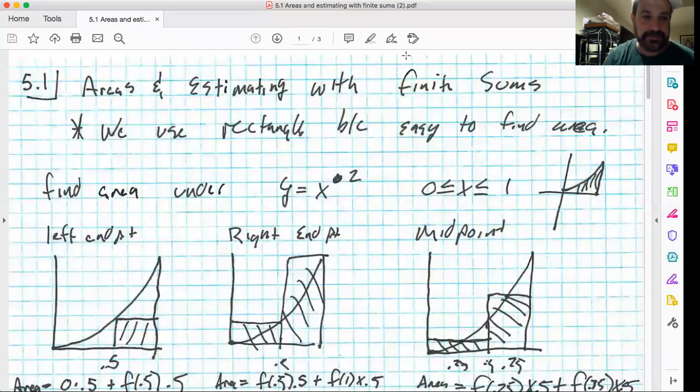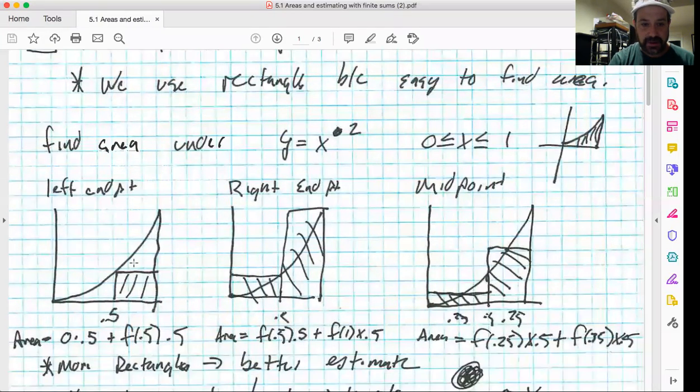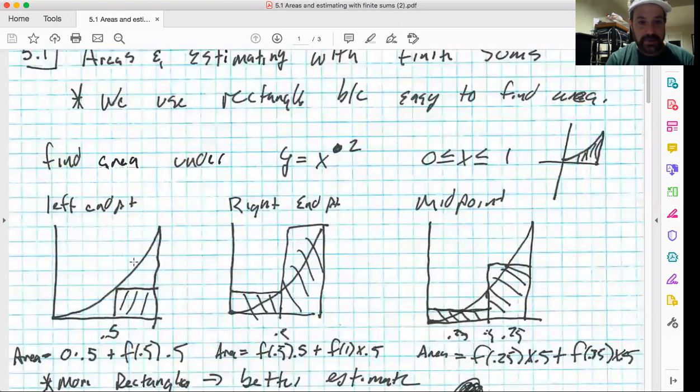So today in 5.1, we're going to be estimating areas using finite sums. Basically, we're going to be looking at the area underneath a curve, as you can see down here. The way that we're going to calculate area is using rectangles, because rectangles are one of the easier objects to find the area of.